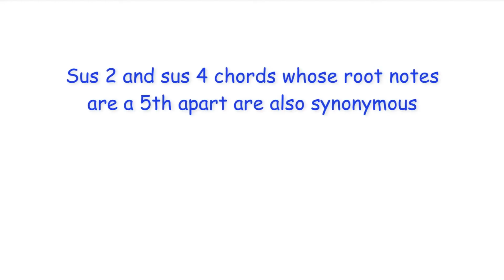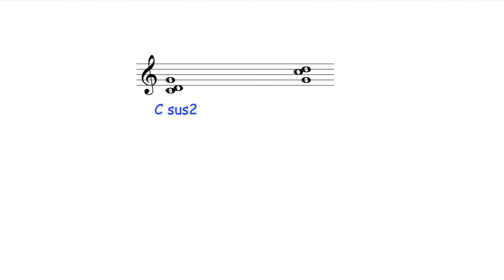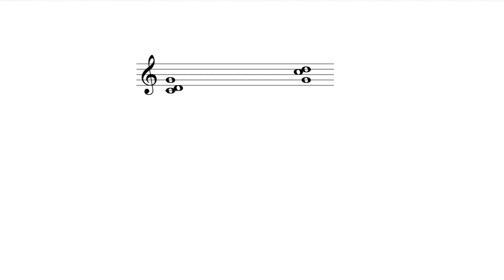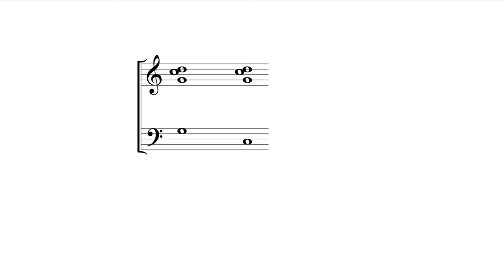sus2 and sus4 chords, whose root notes are a fifth apart, are also synonymous. For example, C sus2 and G sus4 chords have the same notes, but in C major they have different functions, and in G major also. Because they contain the same notes, when forming a perfect cadence in C major, for example, the bass line or another instrument would need to supply the root movement of the progression.